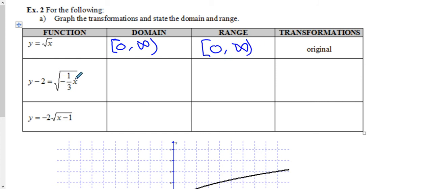Here I want to figure out some of my transformations before I figure out my domain and range. So here we go.